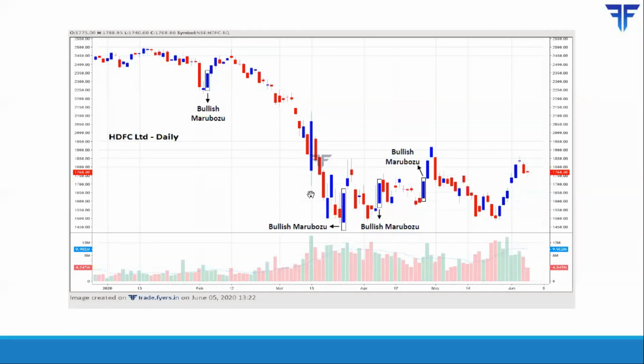Then within this consolidation also you can see two, three Marubozus appearing, bullish Marubozus. So that kind of signals a situation wherein the buyers are trying to take control of the market. So it's a bullish development that's appearing because you're seeing three bullish Marubozus appearing within a relatively tight band. So it kind of indicates a scenario wherein buyers are trying to take control of the markets following a strong decline in the price of HDFC Bank.